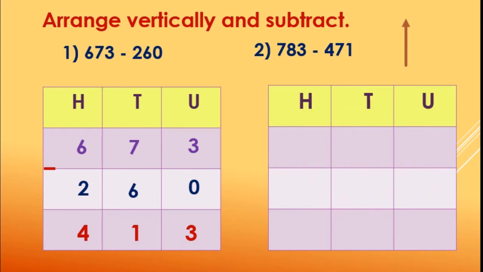Second sum. Here we will write 783 up because it is a bigger number. Now we will start from 3. In the unit place we will write 3. Tens place we will write 8. Hundreds place we will write 7.